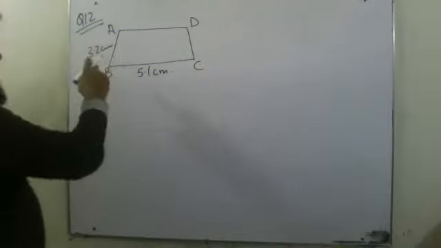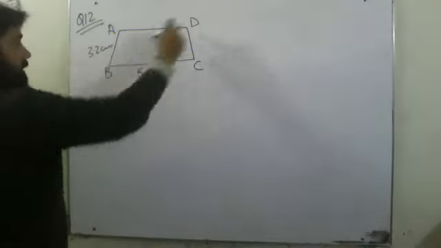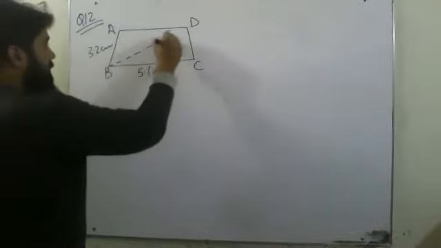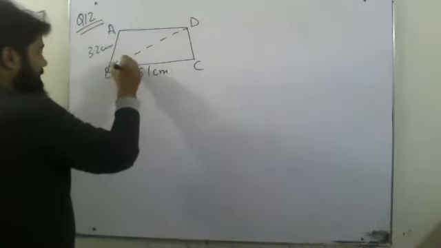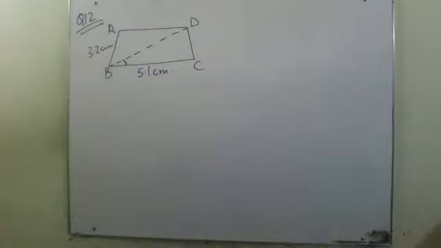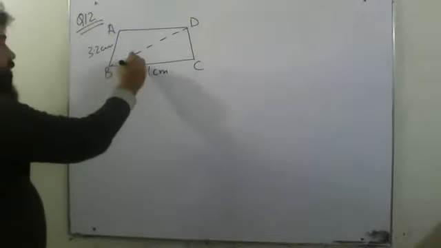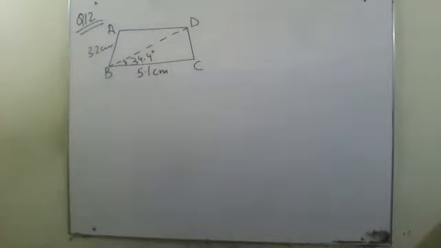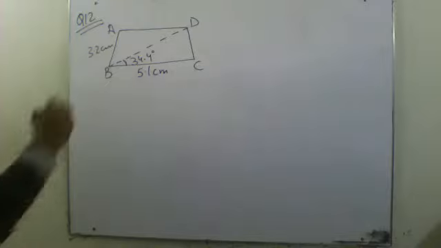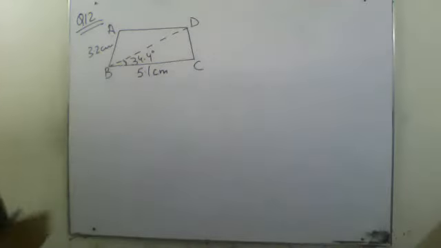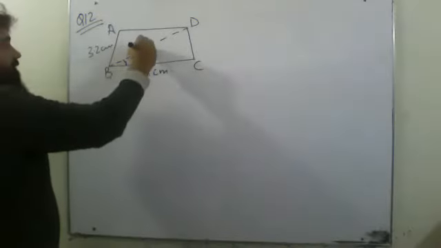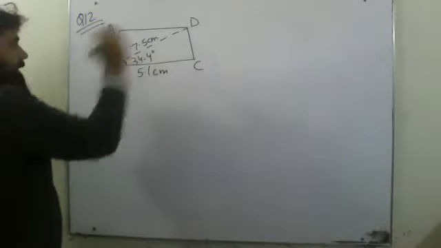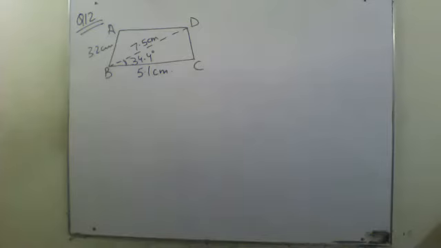CBD. So if I'm going to draw this one, CBD is given 34.4 degree, and the length of the diagonal BD, this length which I have written over here, that is given to me as 7.5 centimeter.